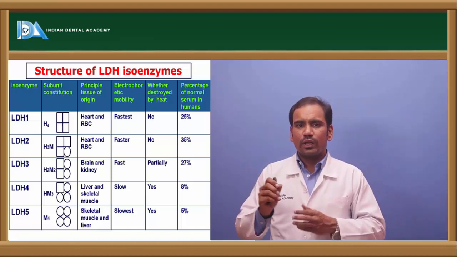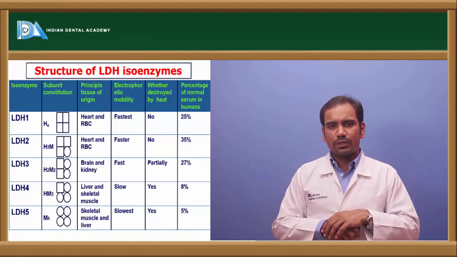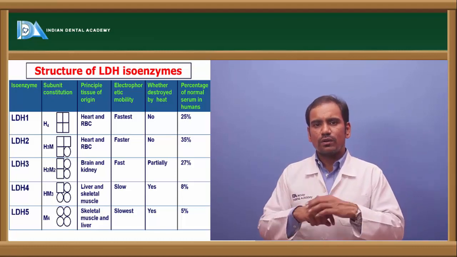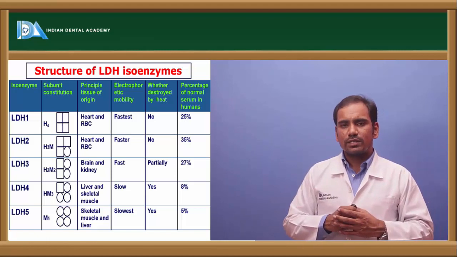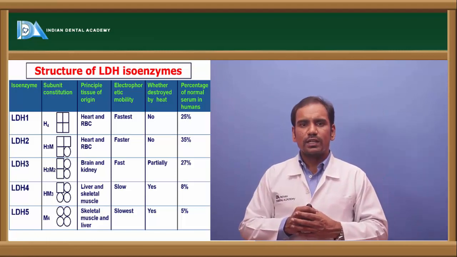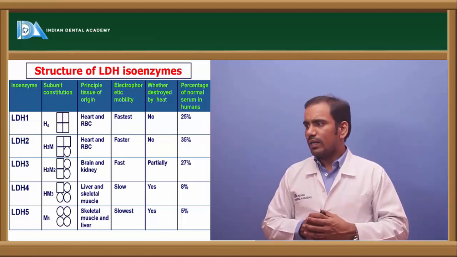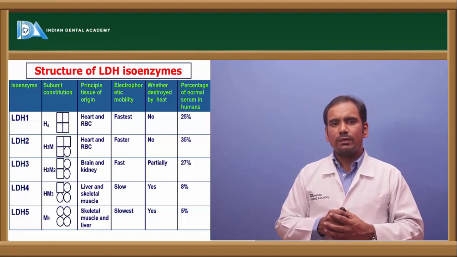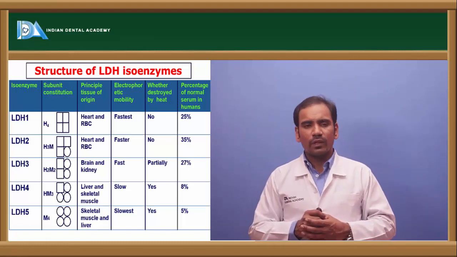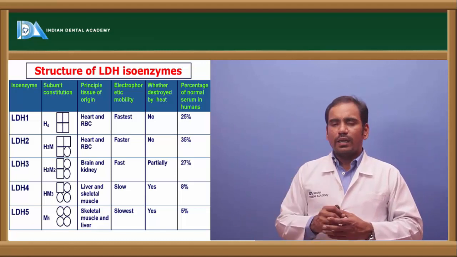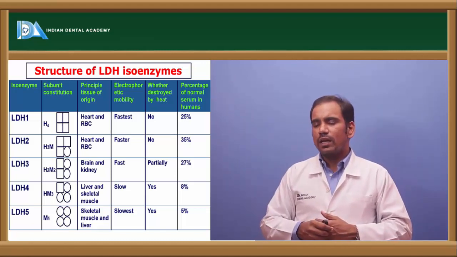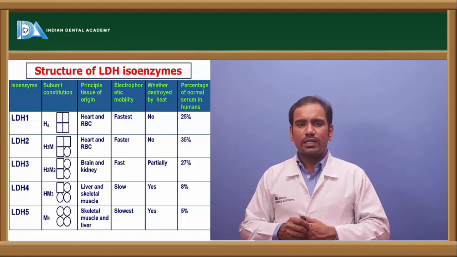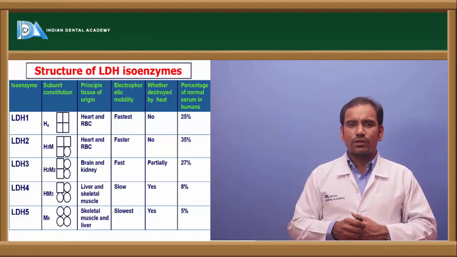When all the subunits are of the same type, that is, all are H, we call it H4. It is nothing but LDH1. That LDH1 is mainly present in the heart. When you subject it to electrophoresis, the fastest moving fraction is LDH1, and its concentration is 25%.